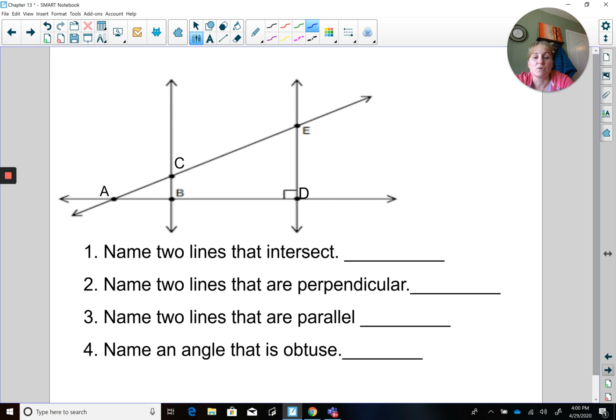Okay, so when I go to look at this, I'm going to show you what you would write for this. But for two lines that intersect, I have, right about here where they intersect at point A, that's not perpendicular. So I know I can take line AE. So I have to look at the whole line AE.